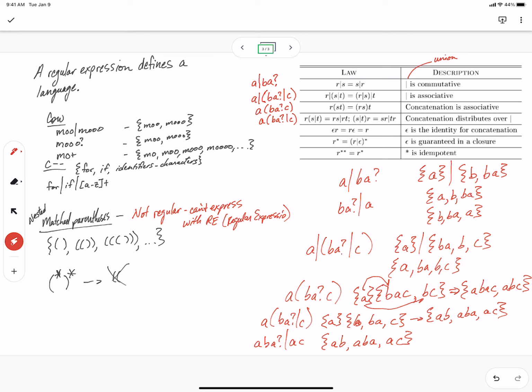And the closure operator is idempotent. Basically what that means is we can have as many stars as we want, and it makes no difference. It's the same as 1 star.